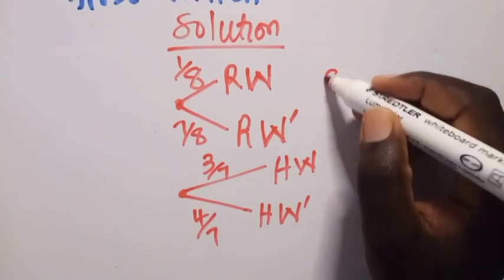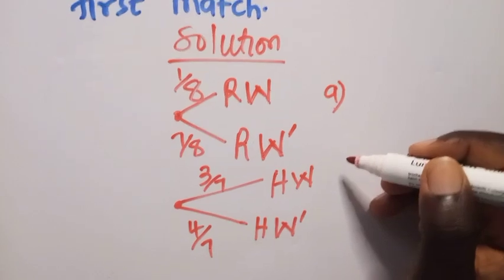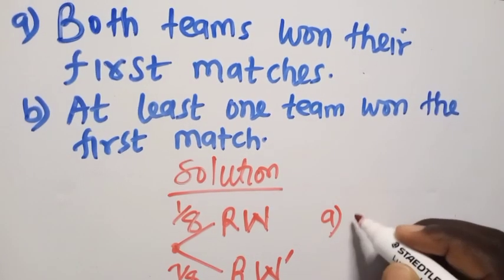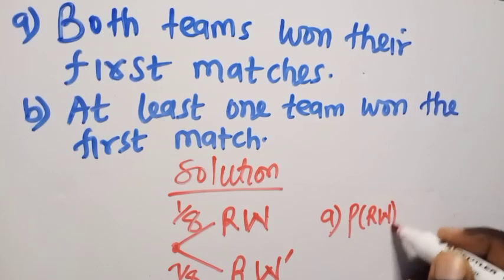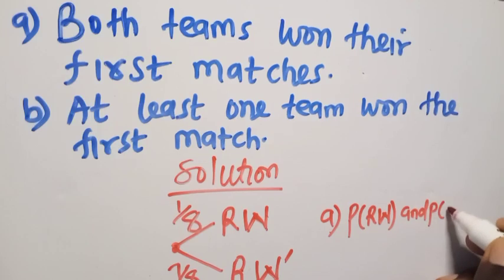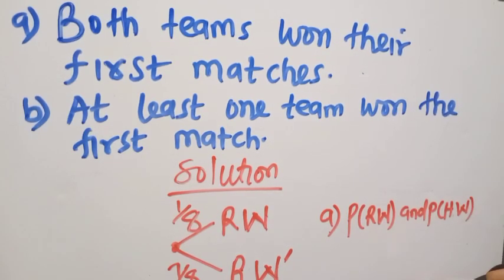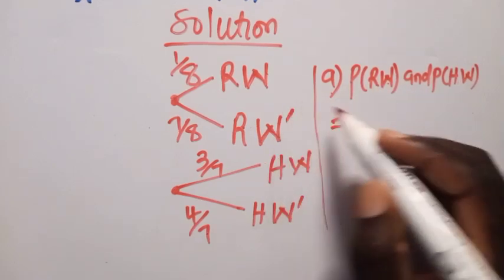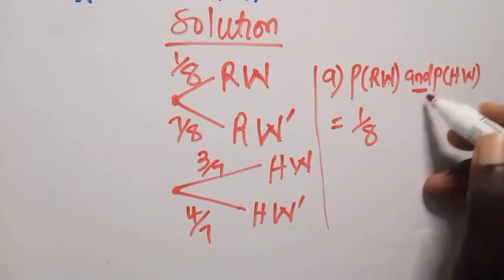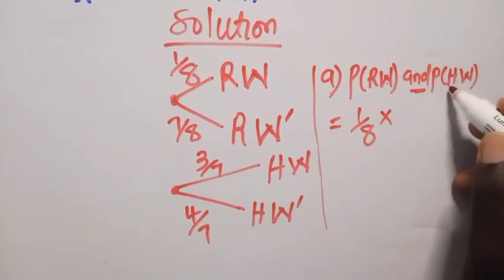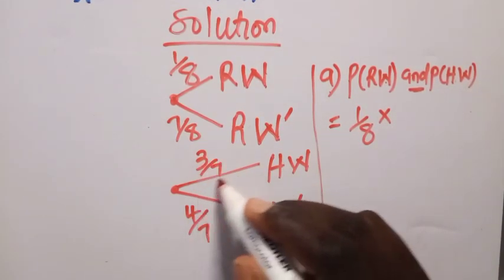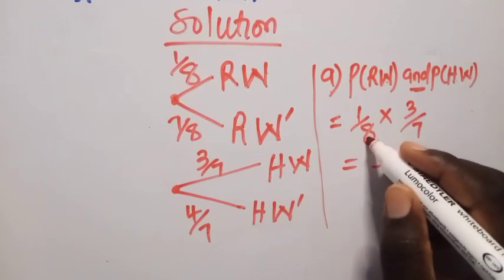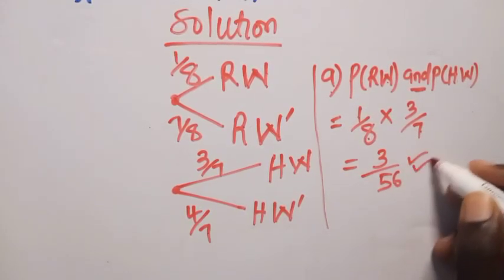And therefore, for part A of the question, which is telling us to find the probability that both teams won their first matches, that means we shall have the probability that rugby wins the first match, and the probability that handball wins the first match. The probability that rugby wins is 1/8, and in probability "and" symbolizes multiplication. Then the probability that handball wins is 3/7. If you multiply them, then you will obtain 1 times 3 is 3, and 8 times 7 is 56. And that is the answer for part A: 3/56.